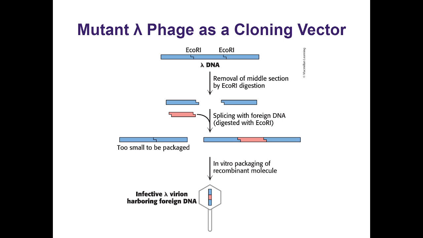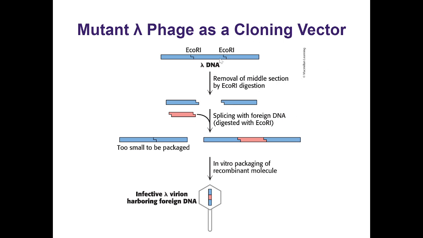Anyways, so what ends up happening is you're going to get two circumstances when you do this. There's going to be the two sides joined together. This will make a package that's too small to be packaged. So a fragment that's too small to be packaged. The other one is you have a splice of your foreign DNA that you're introducing that was also digested by the same restriction enzyme. Note that this just has to be the same restriction enzyme that can target the lambda phage DNA, right? Okay.